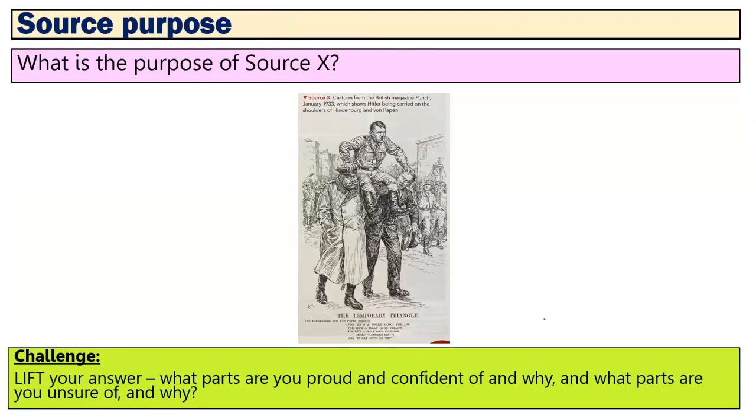So hopefully you have all of your information. We are today going to be looking at an exam question. This is normally question 2 on your Germany paper, and it will ask you the purpose of the source. It is an 8-mark question, and the first thing we're going to do is to annotate the source. So I'd like you please, in a moment, to pause here and go and annotate the source, and then we will have a look at it together.